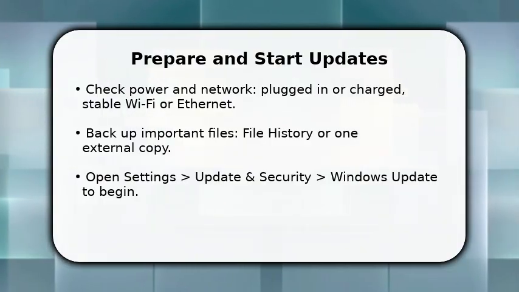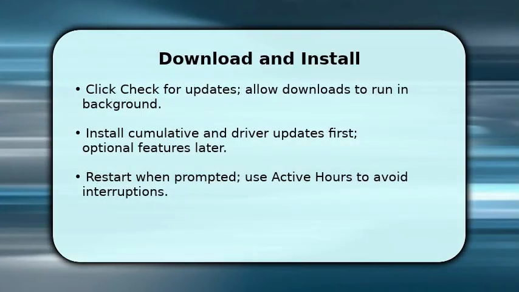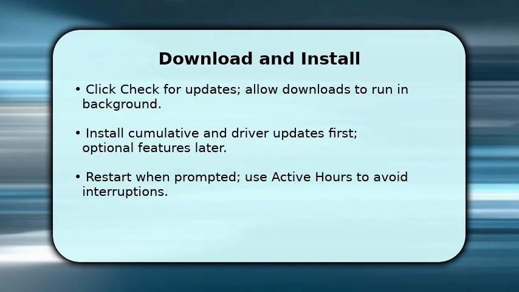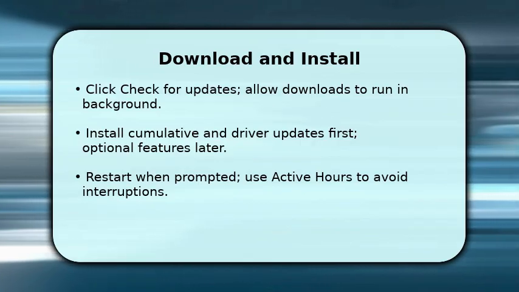You'll now let Windows fetch and apply updates. Click Check for Updates and allow downloads to proceed in the background so you can keep working. Install cumulative security patches and essential driver updates first because they fix vulnerabilities and ensure hardware stability, while optional feature updates can wait. Once installation reaches the required stage, Windows will prompt for a restart.